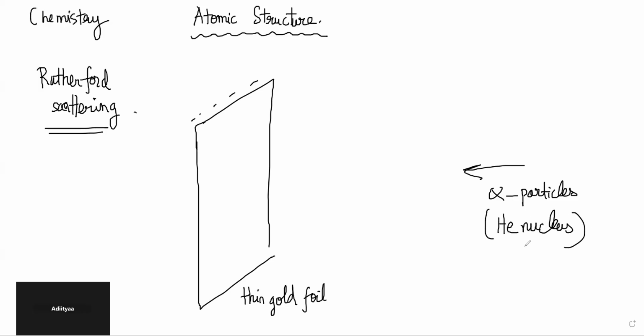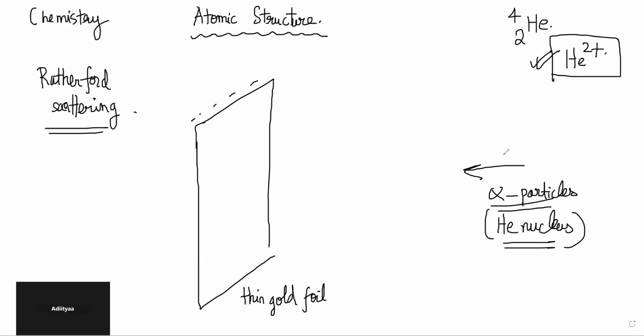Do you know what alpha particles are? So basically, helium is usually written as 4 2 He, right? So it'll be 2 plus. So it is helium 2 plus actually. It has lost the two electrons, so it is just basically the nucleus of the helium atom, right? So helium 2 plus is basically known as alpha particles, and many alpha particles were sent towards this gold foil, right?